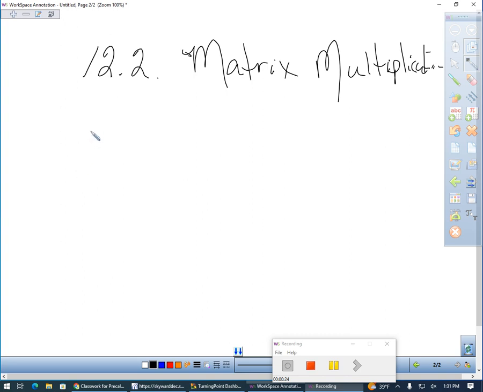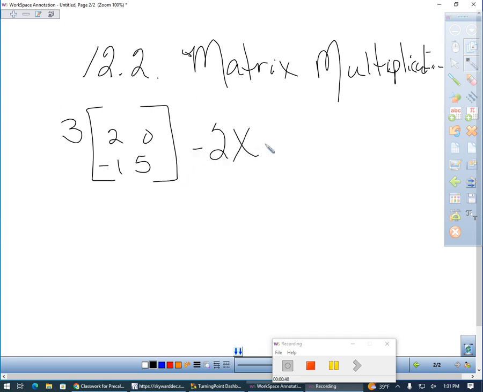Let's say I have 3 times the matrix. Let's go 2, 0, negative 1, 5, minus 2x equals negative 10, 5, 0, 17. We are trying to find matrix X. This is what we're looking for. Okay? Matrix X is going to have to be a 2 by 2. It's the only way you can add things together, right?